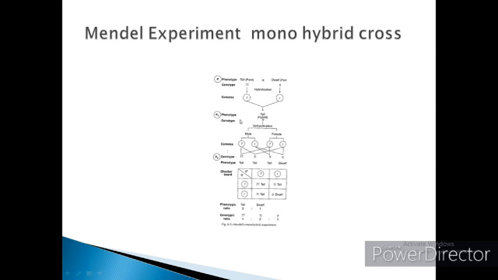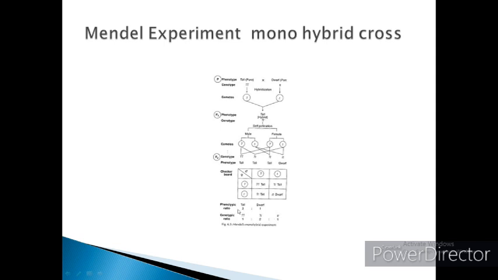After crossing, all the tall plants he named the F1 generation, and the genotype is only T, that is, tall. Secondly, he did a crossing between this offspring. He took two tall plants from this experiment and crossed them, and after crossing he got three tall and one dwarf plant.